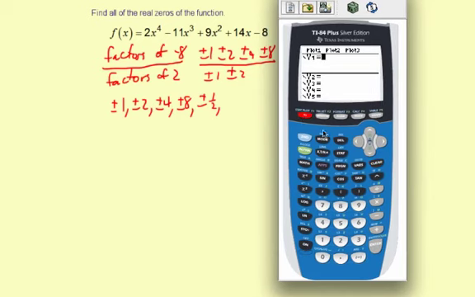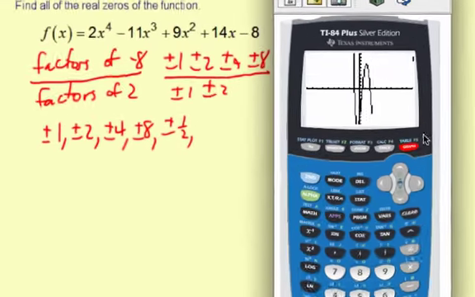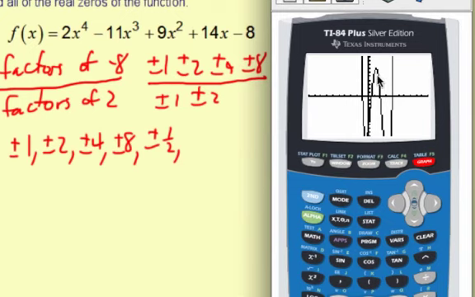So I'm going to enter y equals 2x to the 4th power minus 11x to the 3rd power plus 9x to the 2nd power plus 14x and then minus 8. We hit the graph button. Okay, now it looks like it comes down, up, like that.